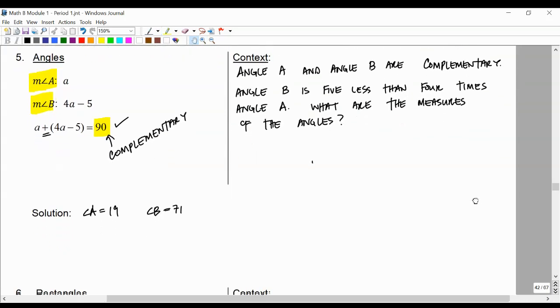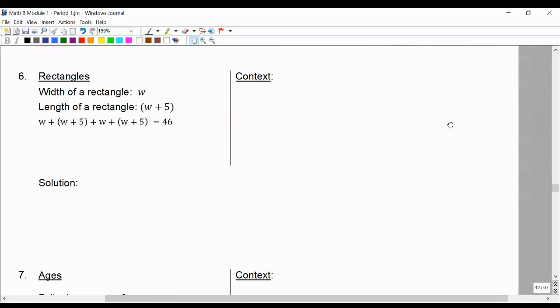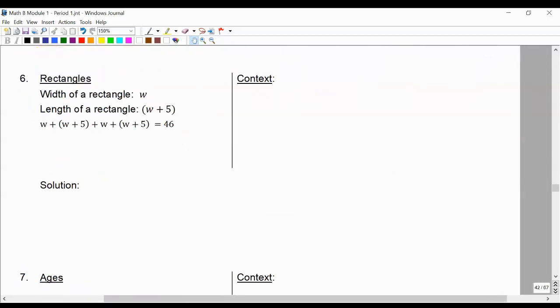Last one we're going to do is number 6, where we have, again, feel free to pause it though, just a blank spot where we're going to try to make a context. This time we have a rectangle, and we're adding up our W's twice and our L's twice. So this must be a perimeter problem. So we'll say the perimeter of a rectangle is 46. So we'll say 46 feet. You can pick whatever units you want.